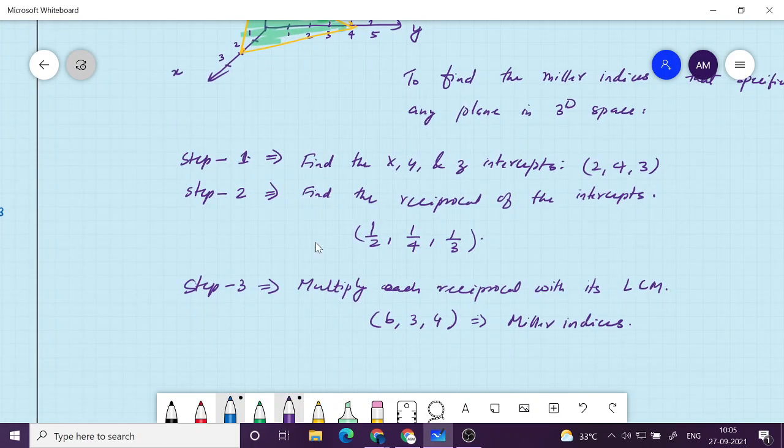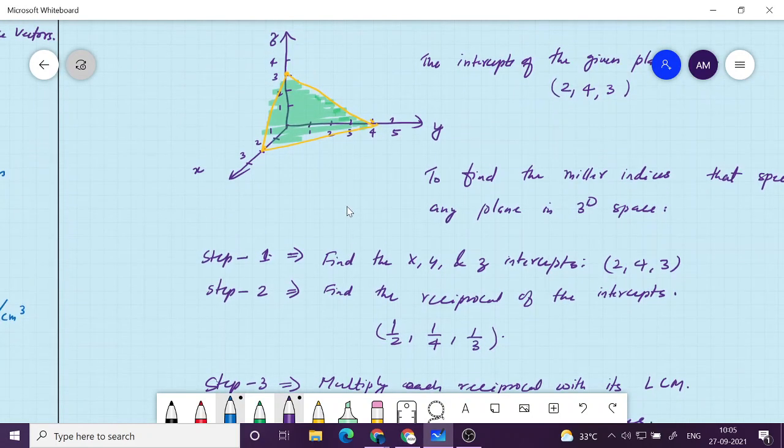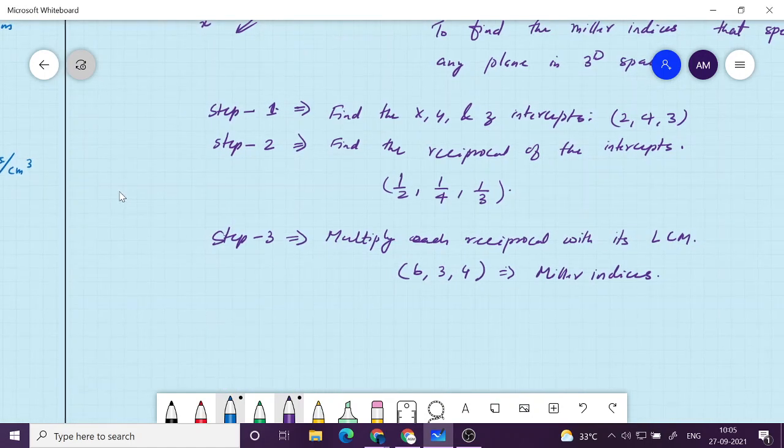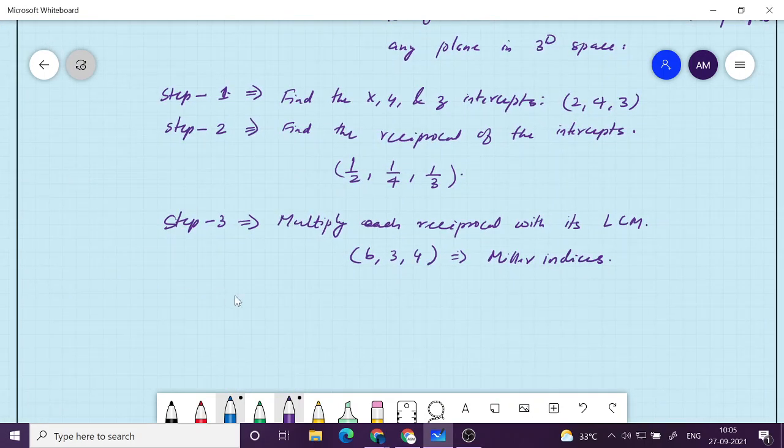If you follow this procedure, you may get a different intercept, but when you take these 3 steps, you will get the same Miller indices. So any plane which is above this plane, parallel to it, will also have the same Miller indices. So this way you can talk about different planes.